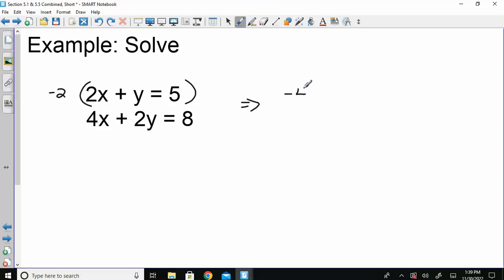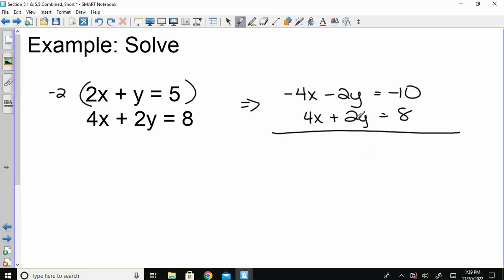So, that gives me a negative 4x minus 2y equals negative 10. And 4x plus 2y equals 8. When I add these, my x's drop and my y's drop. So I have 0 equals negative 2. 0 cannot equal negative 2. So that is a no solution.